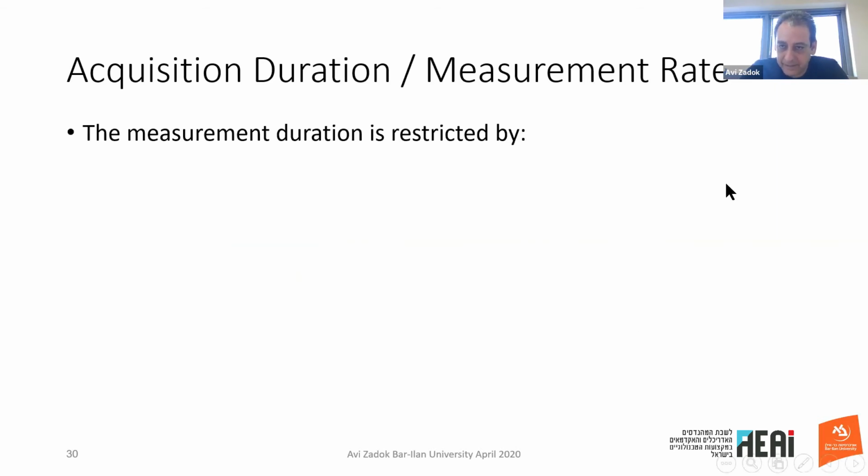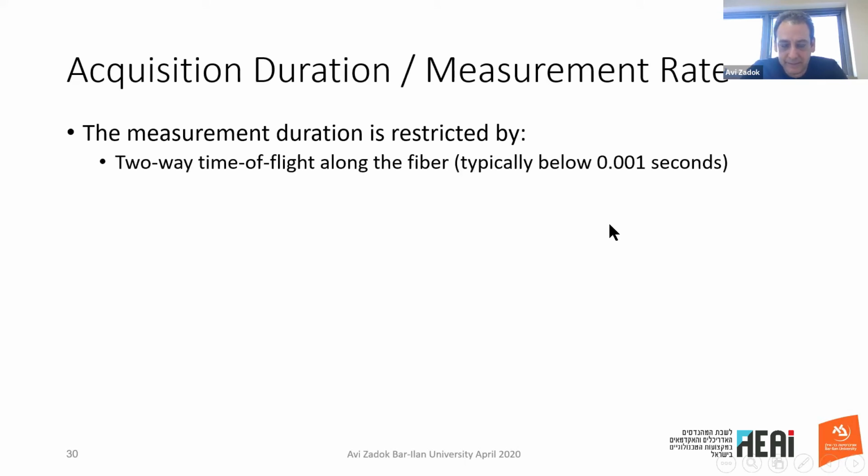And the duration of the experiment is limited by three things. It is limited, first of all, by the time of flight, right? The pulse has to go into the fiber and the reflection has to come back. So the two-way time of flight along the fiber is a limiting factor, but fortunately, this is typically not a very strict limitation. If we're looking at tens of kilometers, hundreds of kilometers, we're still speaking of much less than a millisecond. So this is a fundamental limit, but it is seldom the only limit.